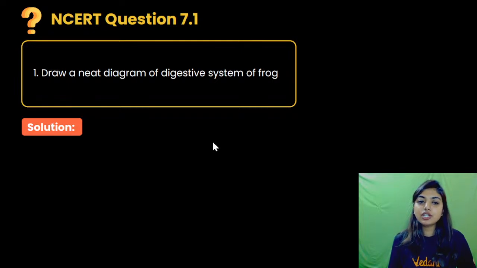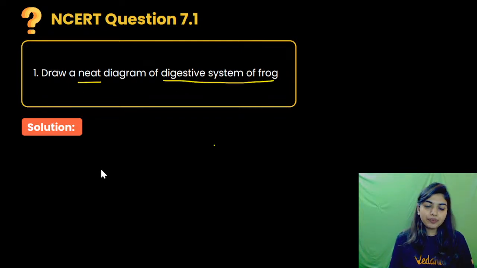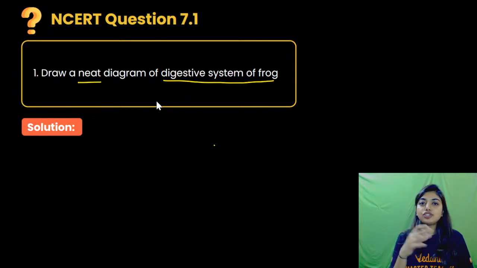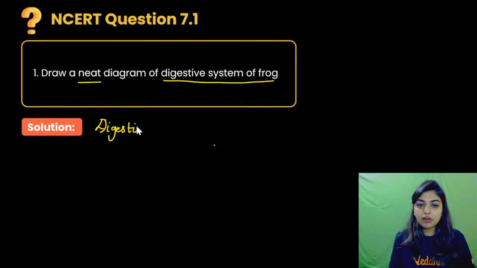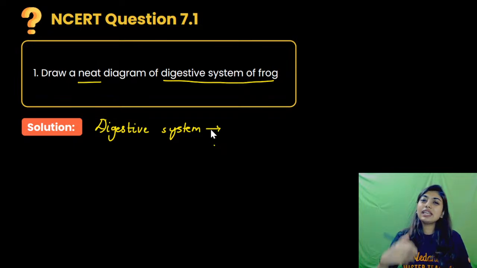First question is, draw a neat diagram of the digestive system of frog. Now students, I'm not going to draw the diagram, because generally they will not ask you to draw it, since it's very complex and consumes a lot of time. But it is very important that with the help of a diagram you understand the digestive system. First of all, understand that the digestive system of frog is very, very similar to our digestive system, so it is very easy to connect.